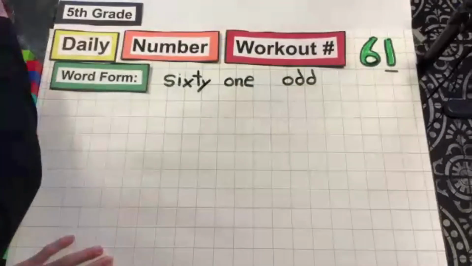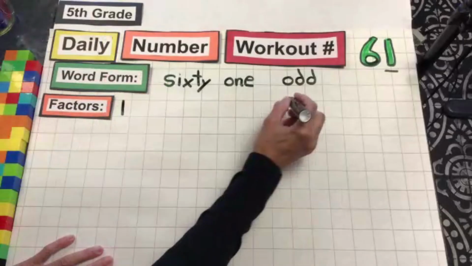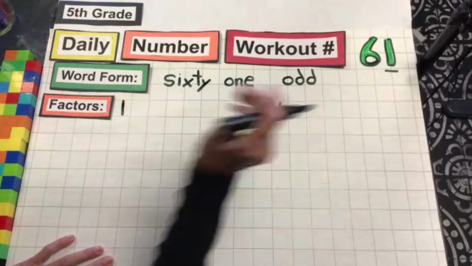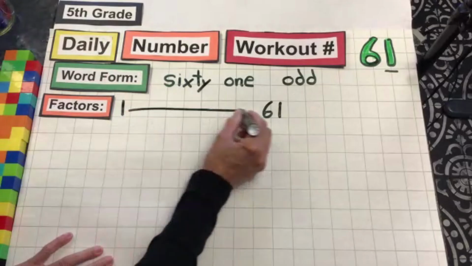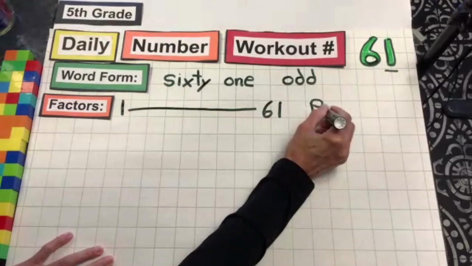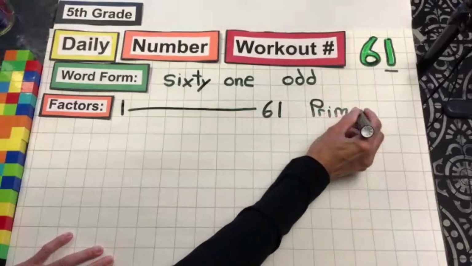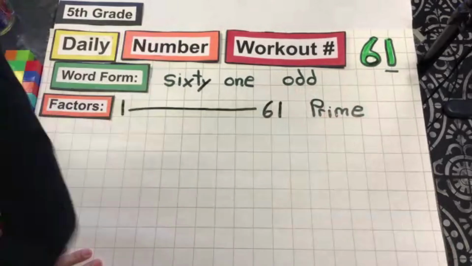All right, let's get down to factors. 1 and 61. And that's it. No other numbers go in evenly. So because it's just 1 and 61, it is a prime number. Very boring numbers are prime numbers.